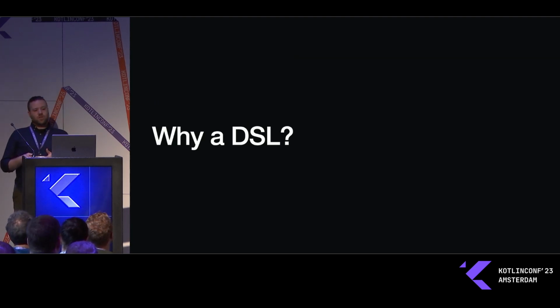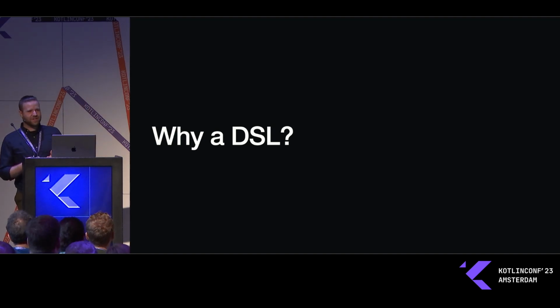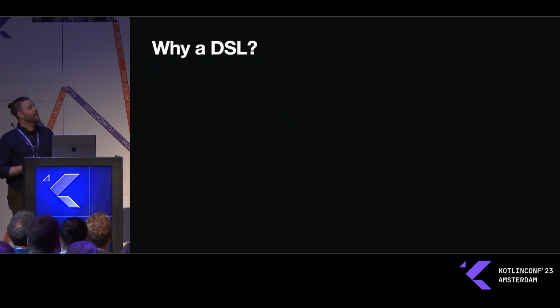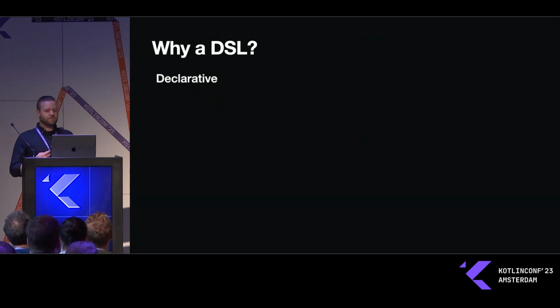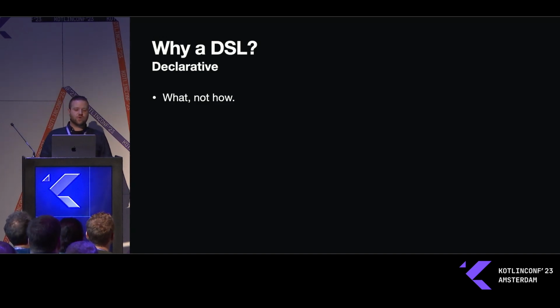So we wanted to build a DSL, or I should say, I wanted to build a DSL, and I tried to convince everybody we should do this. So why? A DSL is really great because it's declarative. When you look at an imperative approach, you're really describing what you need to do to achieve creating a project or creating a user. With a DSL, you can describe what you want and not necessarily how you get it. So it's really about what you want and not how.